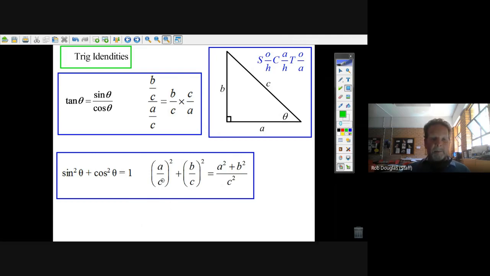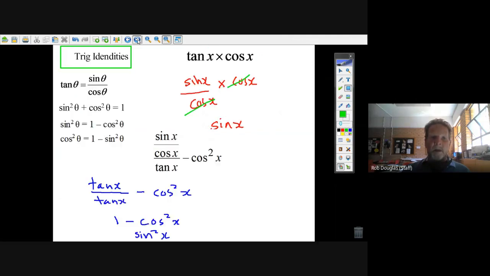Similarly, A over C is cosine, B over C is sine. If you square these, you'll get A squared and B squared, with a common denominator of C squared. And when you add them, you get A squared plus B squared over C squared, but hey, wait a sec, by Pythagoras, A squared plus B squared is equal to C squared. And anything divided by itself must equal 1. So these pictures are just about proving that sine squared plus cosine squared equals 1, and tangent equals sine over cosine.